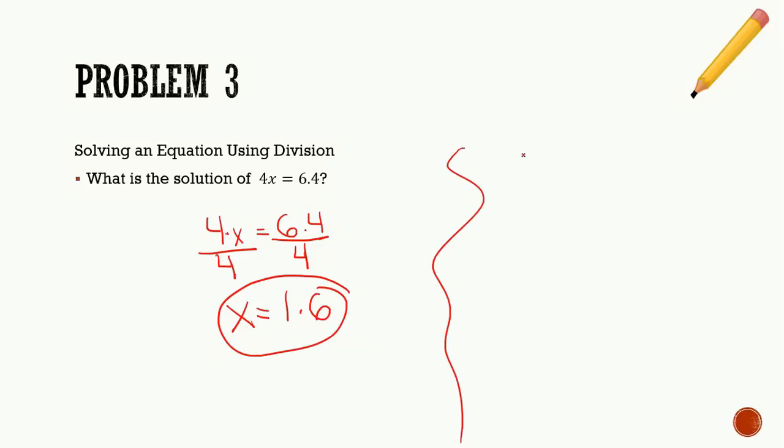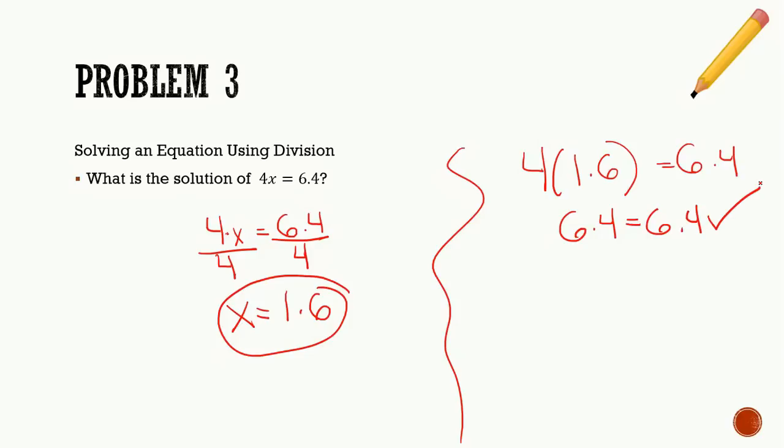Let's do a double check. 4 times 1.6 should equal 6.4. 4 times 1.6, that is 6.4. I just did it on my calculator quick. So that checks out wonderfully. Got the answer there.